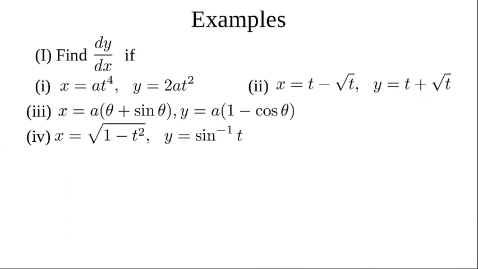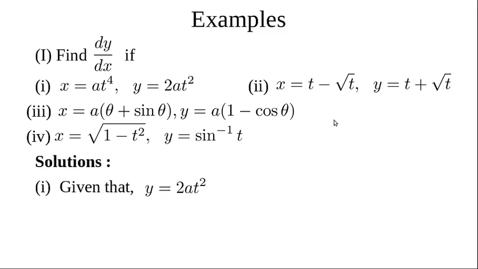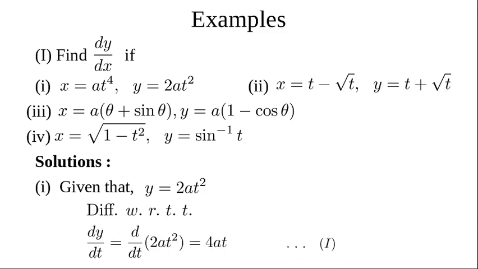In these examples, especially the third one, theta is the parameter, and in the rest of the cases t is the parameter. So we are given that y equal to 2at square. Differentiate with respect to t. Differentiation of y is dy by dt, that's equal to d by dt of 2at square. Derivative of t square is 2t. Therefore, dy by dt is 4at. Let's call it equation 1.